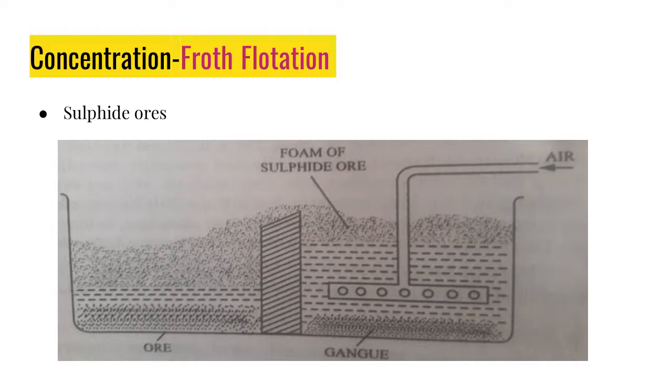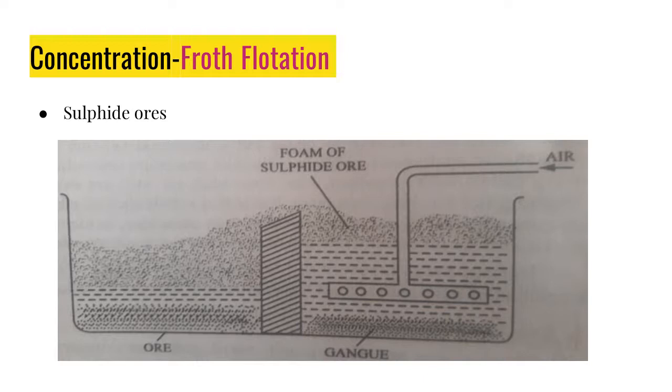So the next method of concentration is the froth flotation process. This method is mainly used for separating sulfide ores. The preferential wetting of solids is used here. The sulfide ores are preferentially absorbed by oil rather than water. So when we have an ore of sulfides, we mix it with pine oil and then air is passed through them. Because of this air, the sulfide ores mix with oil and form foam. This foam rises to the top and floats on the water.